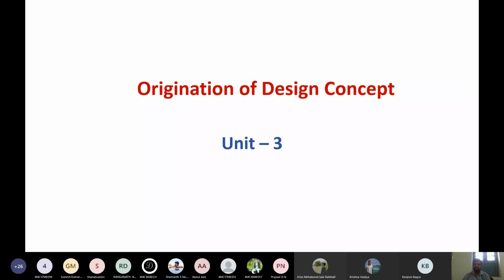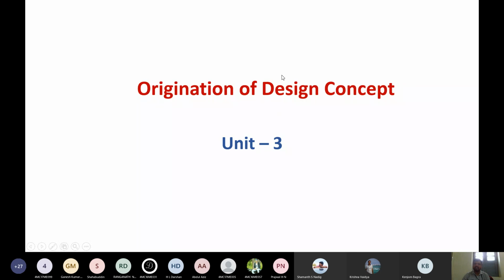Next, origination of design concept is the second phase of morphology of design. Which is the second phase of morphology of design? First phase is divergence phase. Second phase is, which is the second phase? Creative phase.